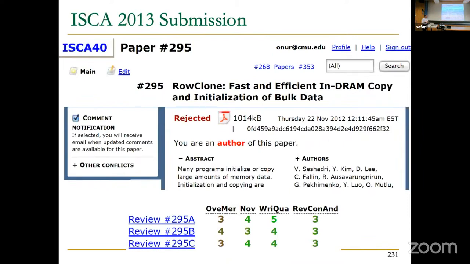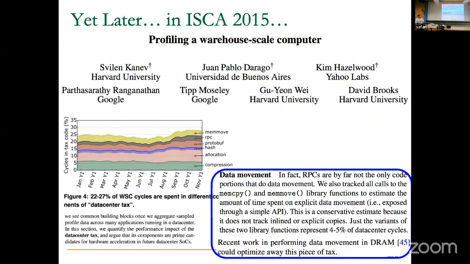In this case here, showing 3 reviewers. This is the score between the 1 to 5 that I mentioned. And in the end, the paper got rejected. And sometimes it's really funny, because this was submitted in 2013. Two years later, Google put out the paper that I mentioned here, showing that copy and movement of data inside their servers is actually a big problem. But two years earlier, the reviewer just said this paper is addressing no problem at all, even though clearly Google, the major data center provider, showed that it is a problem.